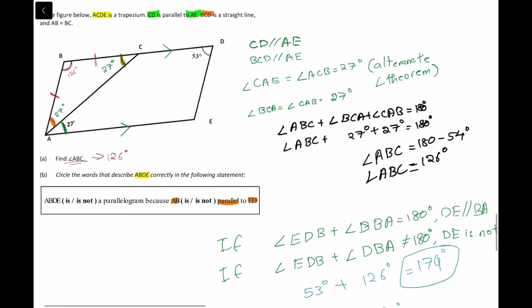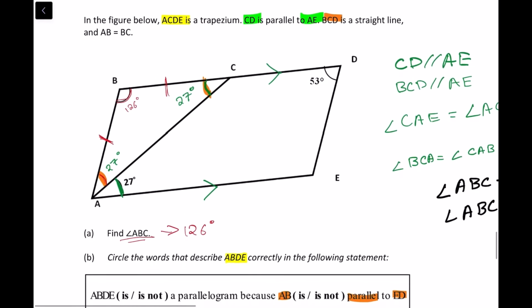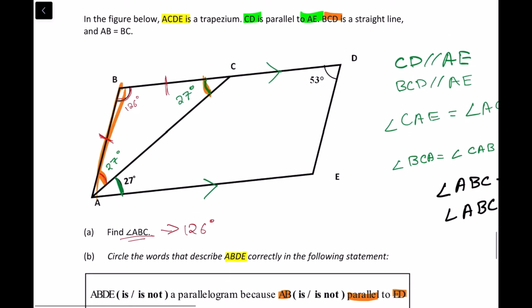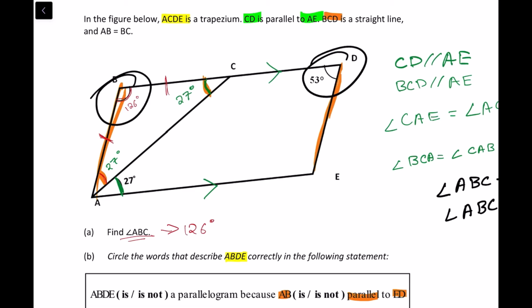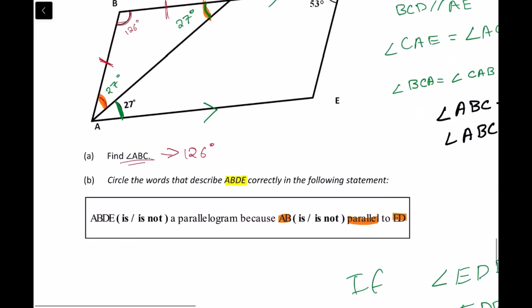And if that's the case, BA is not parallel to DE, because the sum of this angle and this angle is not equal to 180 degrees. So therefore the answer would be ABCD is not a parallelogram.